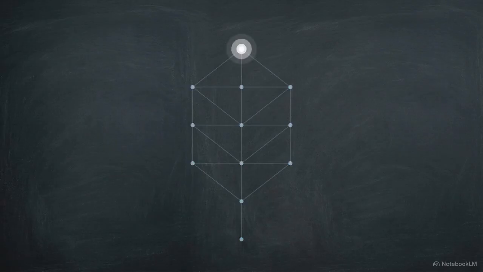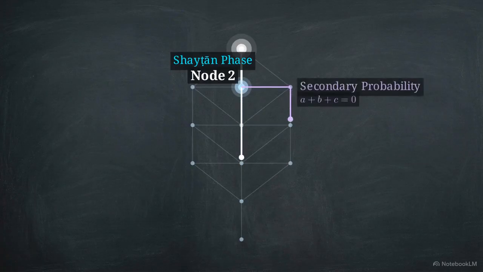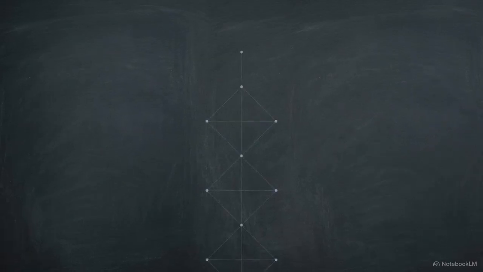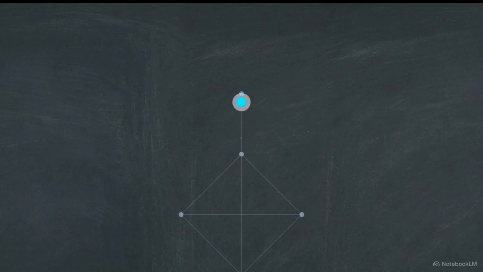The first degradation occurs at node 2. This is the Shayṭān phase, where a bifurcation in the wireframe introduces a secondary probability into the field. This contact is a boundary distortion, a whisper. It doesn't overwrite the source. It merely suggests an alternative orientation within the phase space.